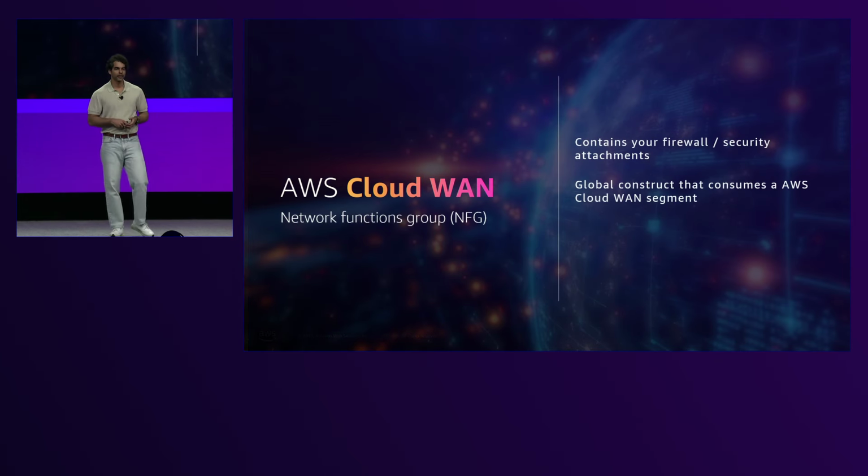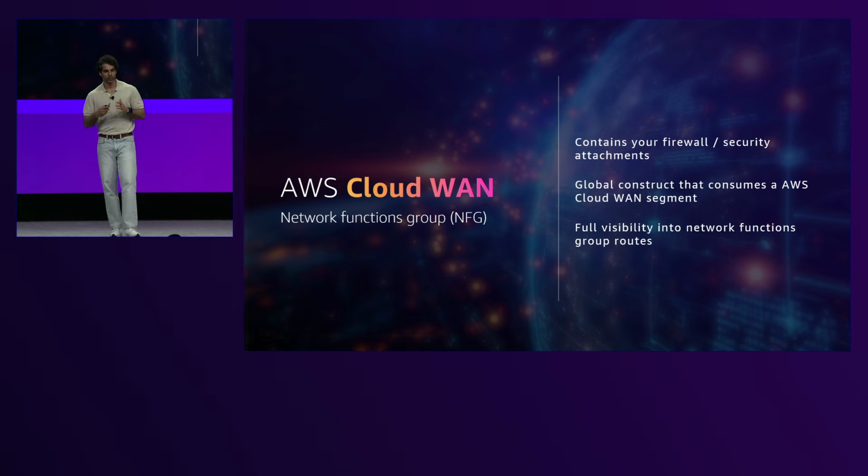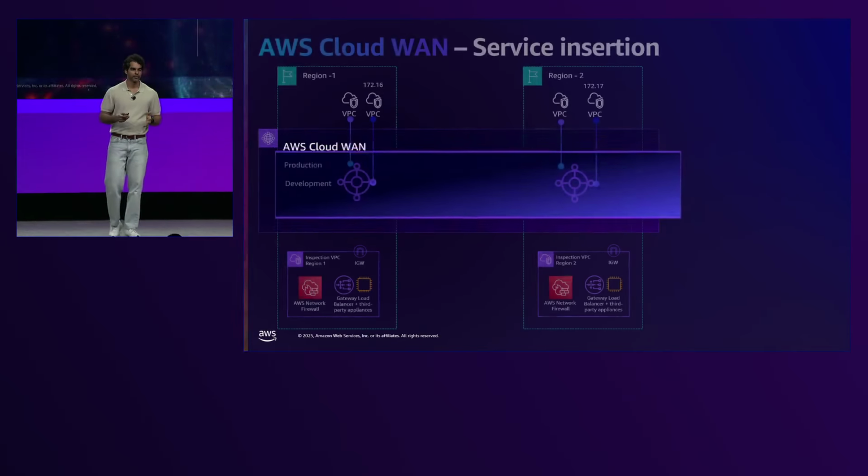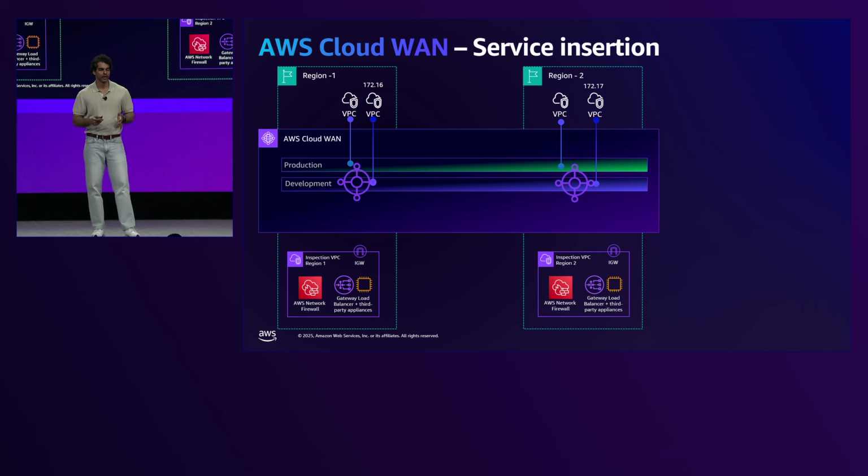To do this, we create a network function group. Now, a network function group is very similar to a segment, which we saw previously, like a production segment, non-production segment. But a network function group is a segment which is dedicated for hosting your inspection VPCs and firewall appliances. This is fully managed, but you still get full visibility into the routing behind it. And I'm going to show you exactly how you configure the policies and what kind of routing happens behind the scenes.